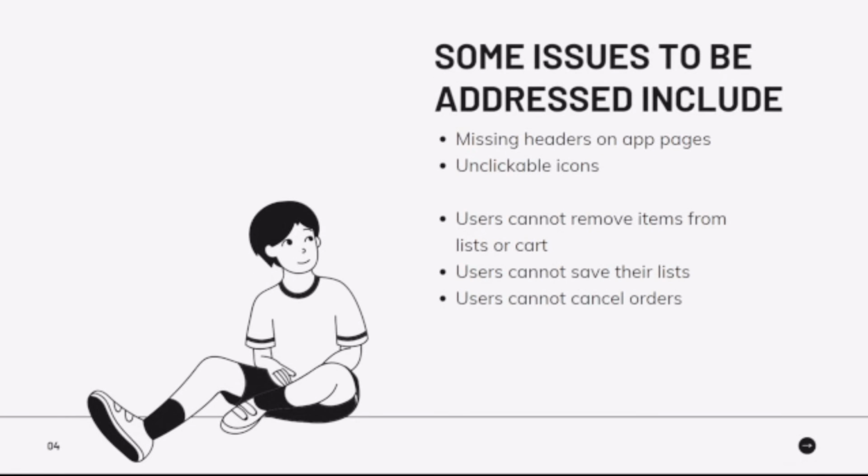Some of these include a missing header on some pages, which will be fixed by adding a header to each page. Unclickable icons will be made functional, as responsiveness is a very important aspect of prototypes. Another important issue to fix is that users can't remove items from their lists or cart or cancel orders. Functionality for these three issues will be included. An error in saving users' lists was also identified and will be patched in the following iteration.